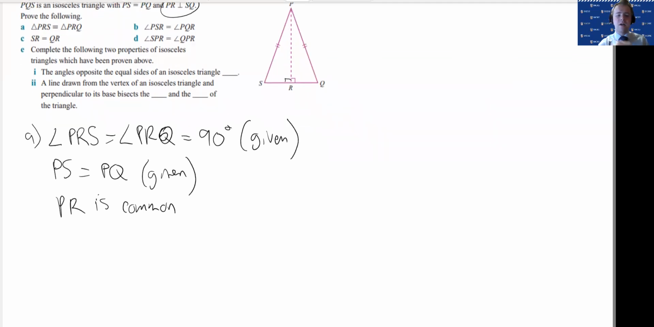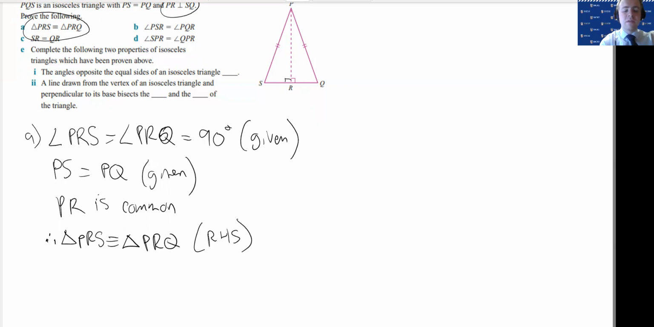Okay, so I've got my R, I've got my H, I've got my S, so I can say therefore. Now I'm going to copy the order that they've written it in the question. Triangle PRS is congruent to triangle PRQ, and my reason is RHS. I'm allowed to use that abbreviation when talking about congruent triangles. Okay, so I've done part A. I've set out my proof. For part B, I need to show that angle PSR, so this angle here, is equal to angle PQR, and this is a relatively straightforward thing, and you'll use this reason a lot once you've done a congruency proof.